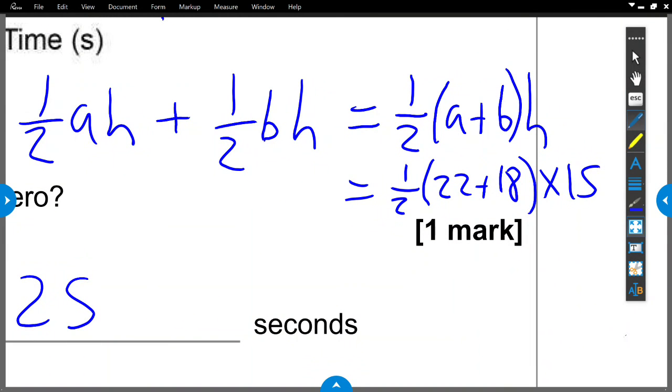Just to verify that, 22, add 18. I'd add the 8 first, so that gives me 30. Add another 10, that gives me 40. Half of that is 20. We've got 20 times 15 again. And that's going to give us 300.